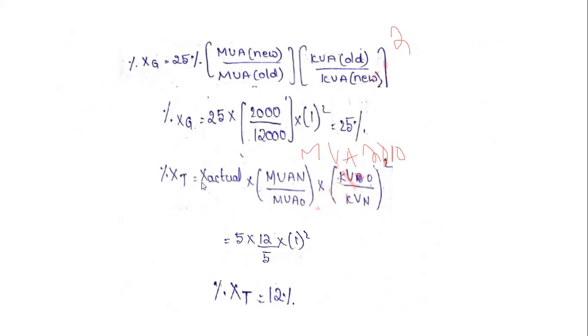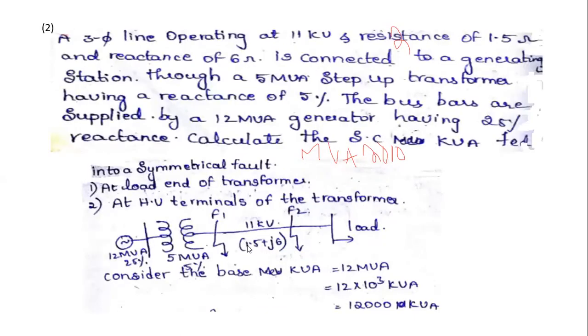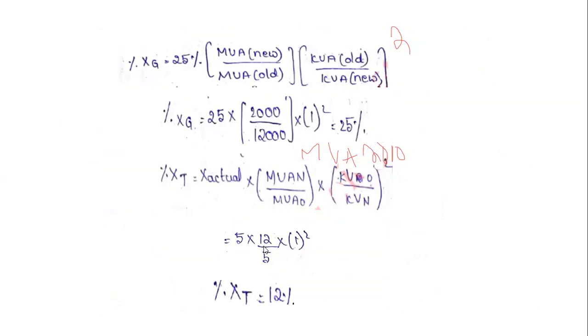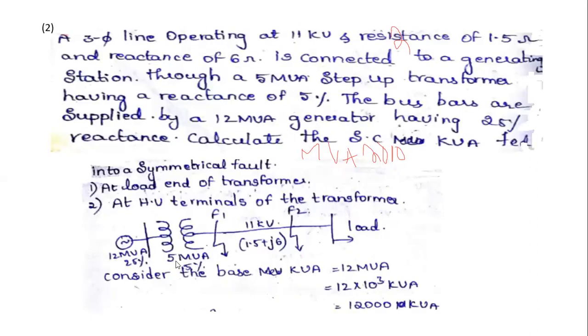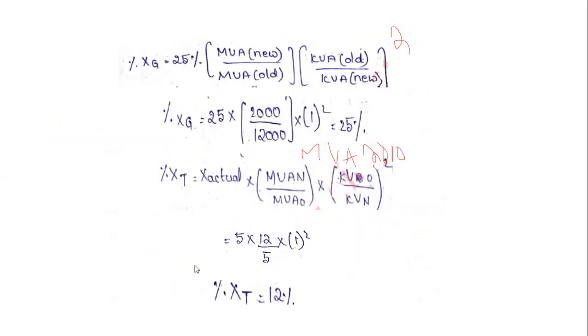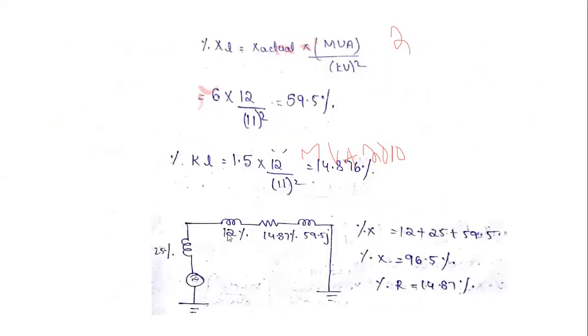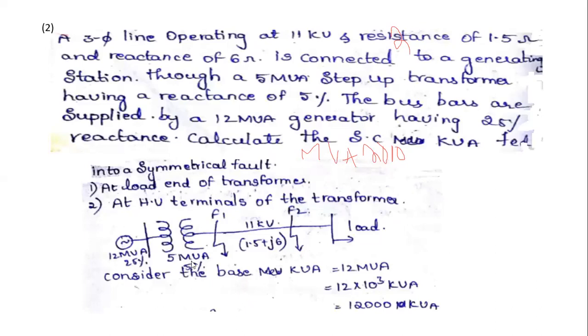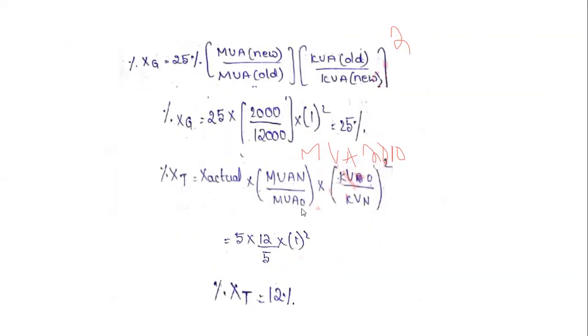Similarly, we calculate the percentage reactance of transmission line. What is the reactance for the transmission line? First the transformer. What is the reactance for the transformer? 5%. Okay, 5 into MVA base value is the 12,000 by MVA old value is the 5. What is the old value for transformer? That is 5.